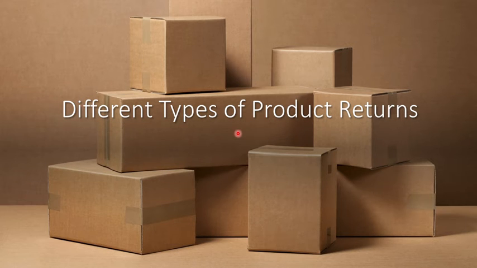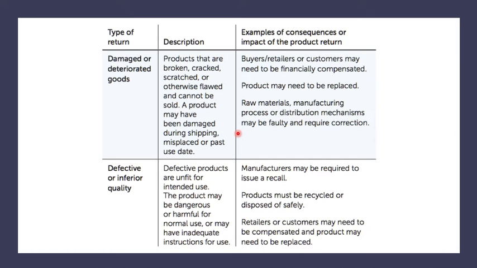What are product returns and what are the kinds of product returns? Product return is a part of reverse logistics or reverse supply chain, and there are different steps involved in product return. But this video is mainly about the different kinds of product return. So for that, I'm going to explain the type, the description, what exactly they are termed for, and the example of the consequences or impact. So the first type is damaged or deteriorated goods.